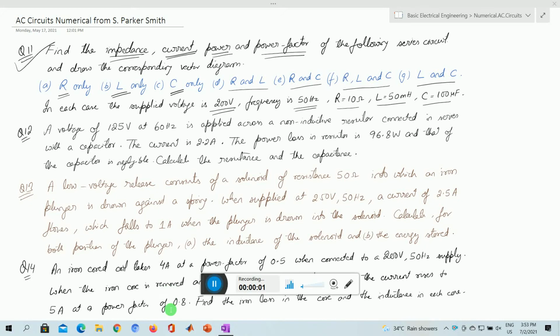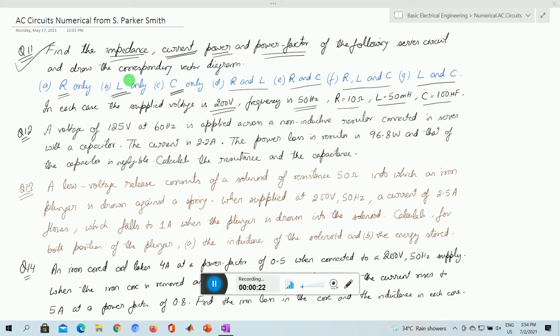Welcome to another video of Basic Electrical Engineering. This is the second part of the video where we are discussing the numericals. Find the impedance, current, power and power factor of the following series circuit and draw the corresponding vector diagram.